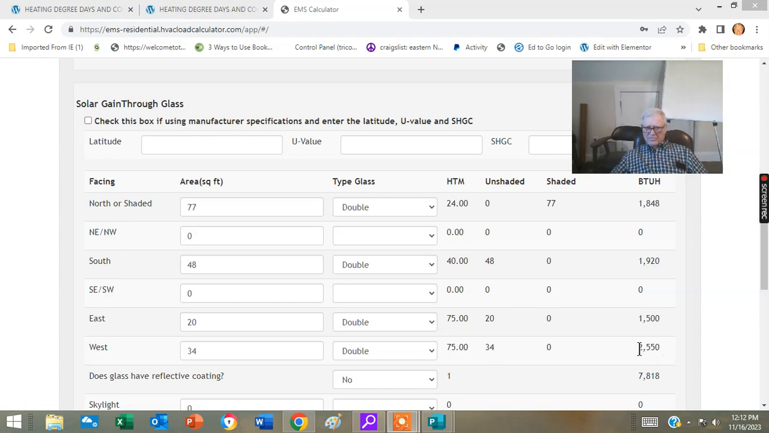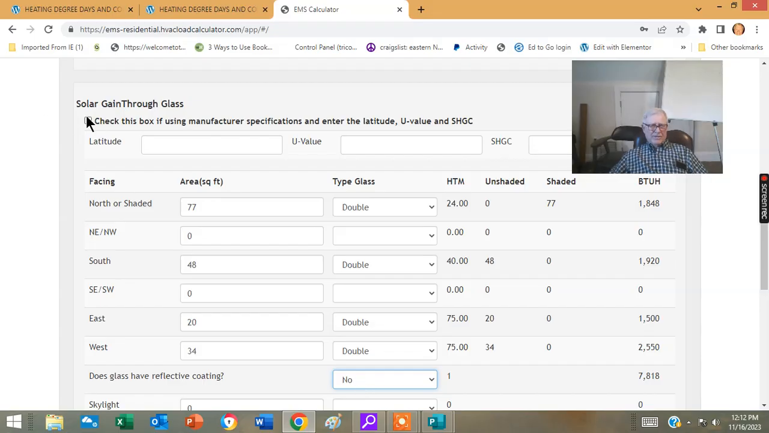All right. Another question here is, does it have reflective coating? In this case, it doesn't, but if you put yes, see what it did to my load? Almost cut my window load in half. Now, this does not have any. Now, I want to point one thing out here.